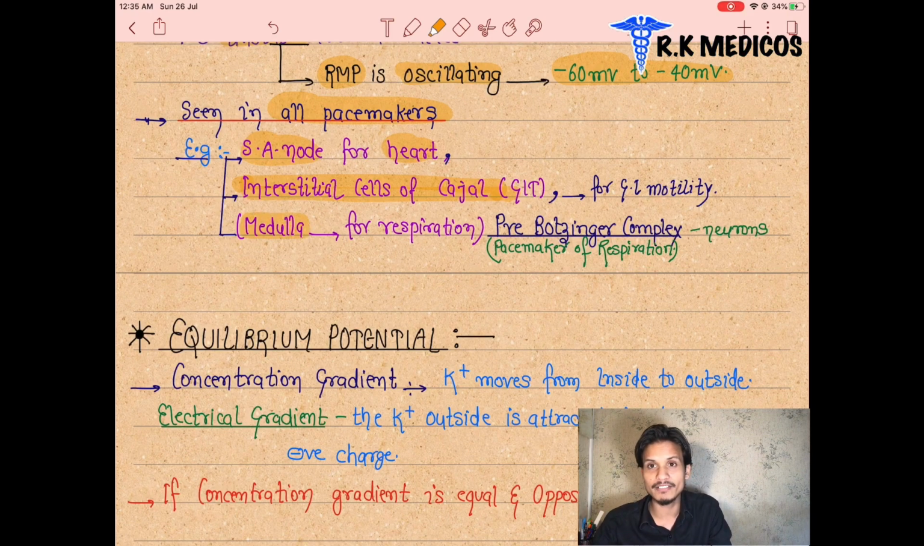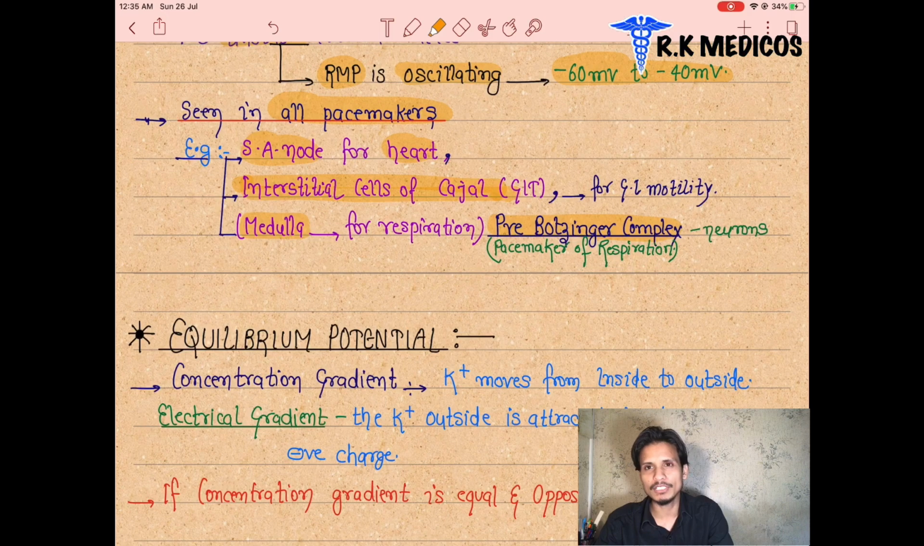And the medulla is basically responsible for our respiration. The respiration center is present in the medulla, and a special group of neurons there is called the pre-Botzinger complex. The pre-Botzinger complex is the group of neurons called the pacemaker of respiration. The resting membrane potential of this respiratory pacemaker oscillates, and that is called unstable resting membrane potential.